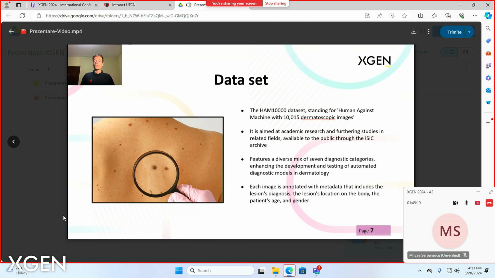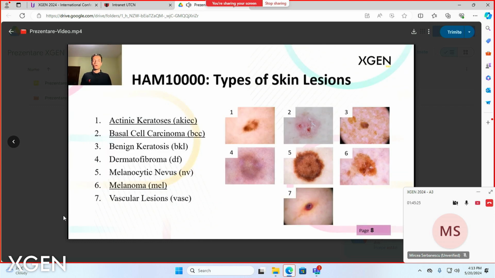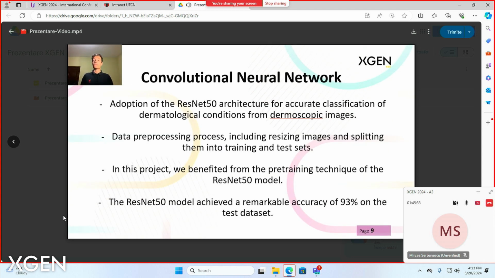For the photos that the user takes with their phone, we use the XGEN algorithm to enhance the image to be able to use it with our dataset. On the screen, you can see a small presentation about the 7 different types of skin lesions that are present in the HAM10000 dataset. In this project, we have chosen to use the ResNet-50 architecture, an advanced convolutional neural network, to catalog conditions from dermatoscopic images in the dataset.